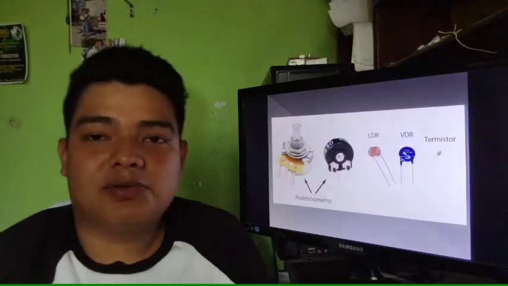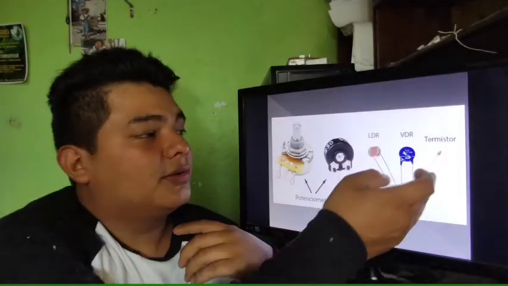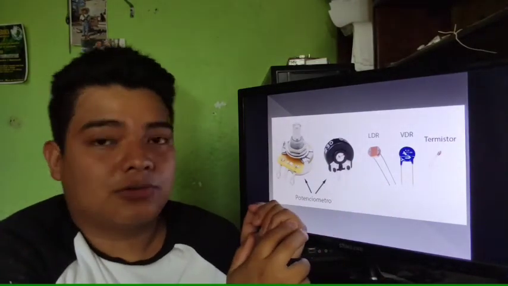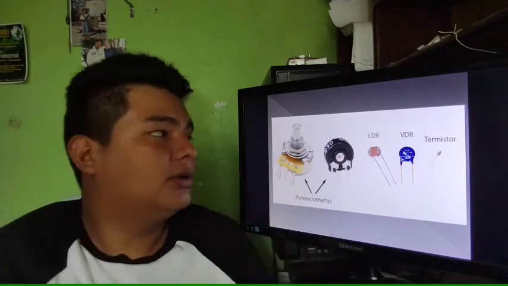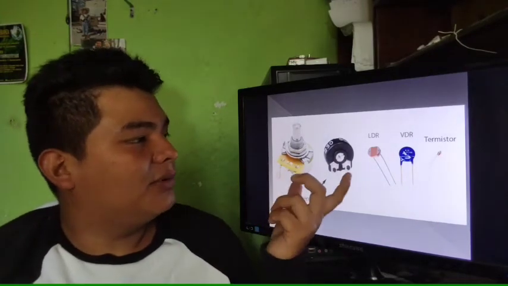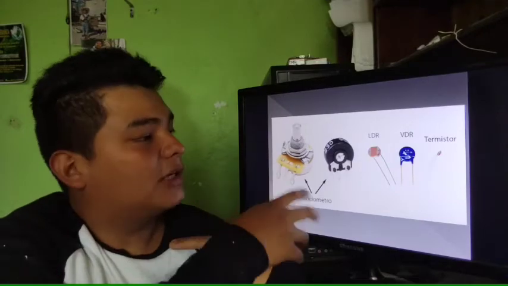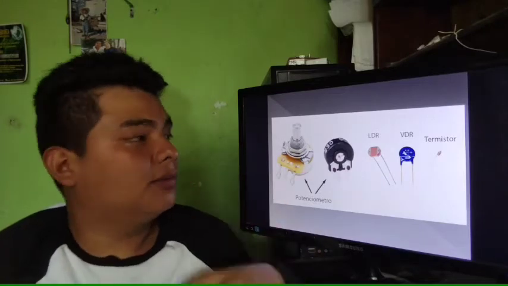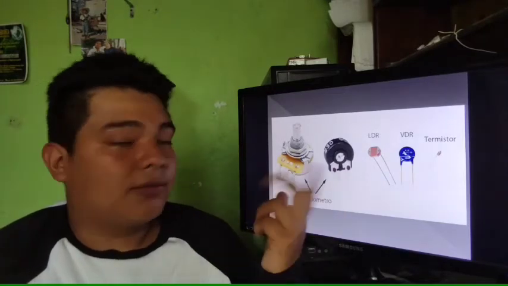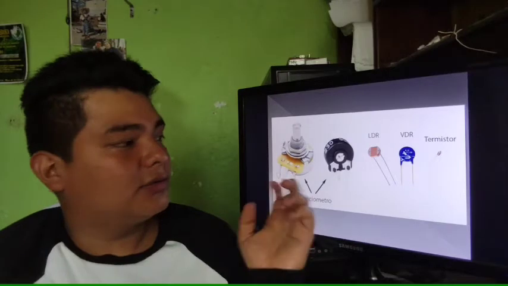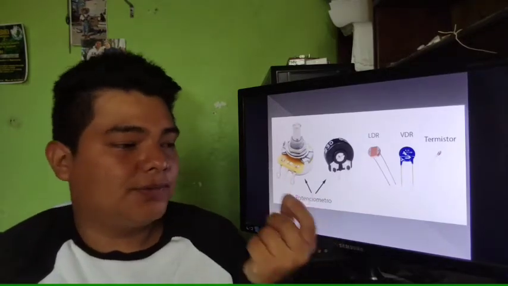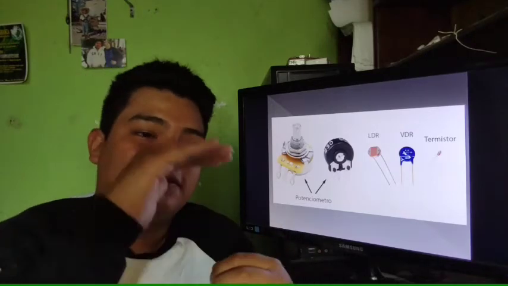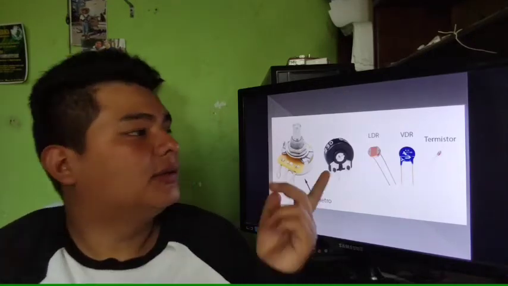Other types of resistance are the thermistor, the varistor or VDR, the LDR or phototransistor, and the potentiometer. One example is the potentiometer: you rotate it, increasing or decreasing the resistance of the component. The LDR or phototransistor, if you put it in the sunlight, the resistance of the component increases or decreases depending on the sunlight.